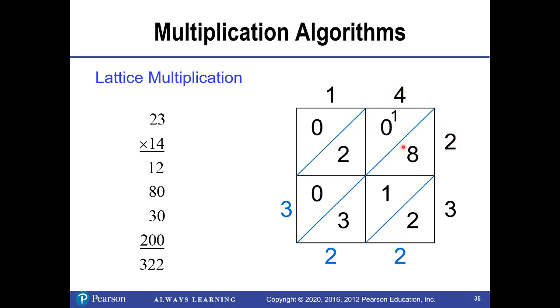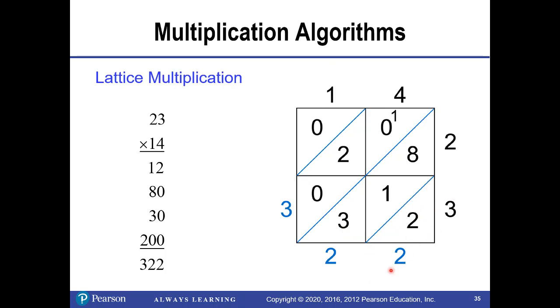4 times 2 is 8. Since it's 8, you put a 0 in this. So this is really 0, 8. That's, again, the hardest part for kids to do. 1 times 2 is 2. The 2 goes here. The other box is a 0. 4 times 3 is 12. 1, 2. 1 times 3 is 3. 0, 3. Then we add diagonally.